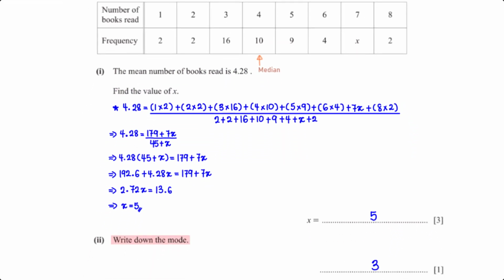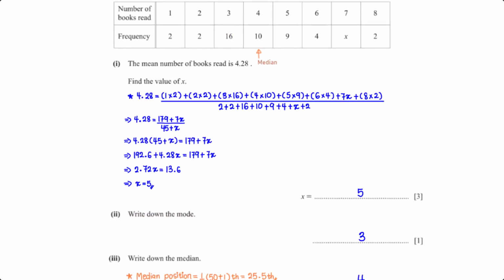Write down the mode. The mode is the number with the highest frequency. The highest frequency is 16. The number with this frequency is 3.